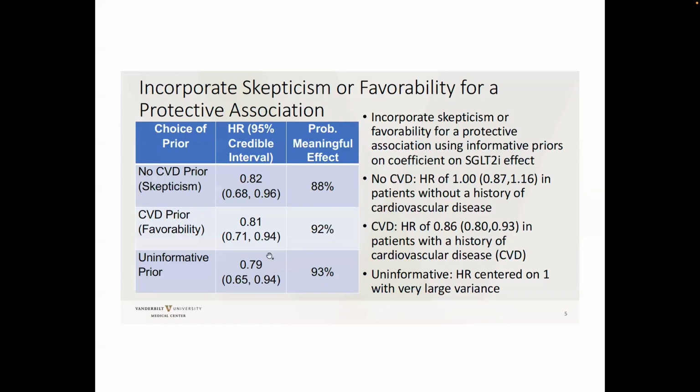And we see the results for different Bayesian models here. We have a prior that's skeptical of a protective association, based on cohorts with patients with no history of CVD. We've got a prior that's favorable, based on cohorts of patients with a history of CVD, and then a neutral uninformative prior. All suggest a protective association and a high probability of a meaningful effect.